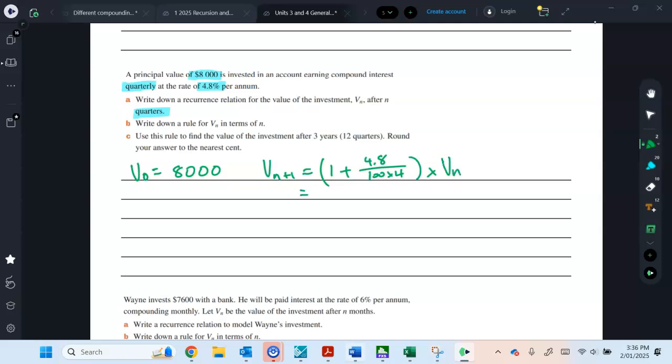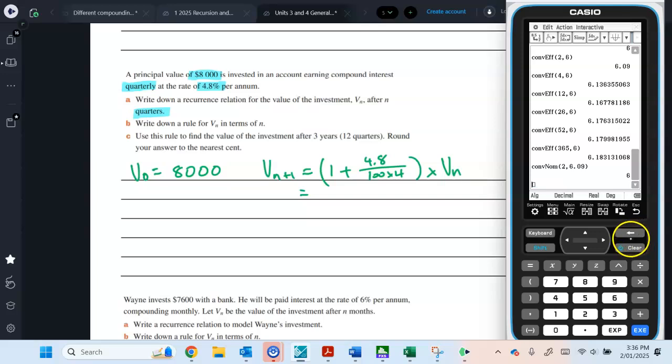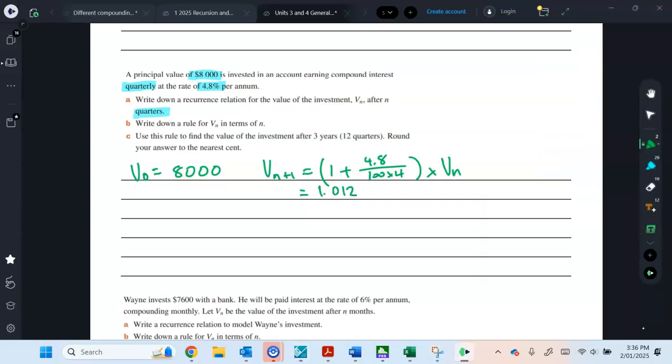We can just pop that into the calculator. 1 plus 4.8 over 100 times 4. So 1.012 times Vn. There's your recurrence relation.